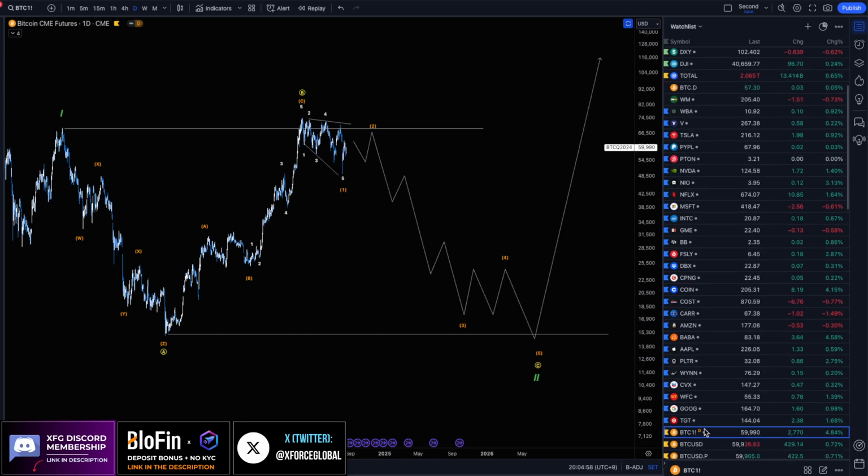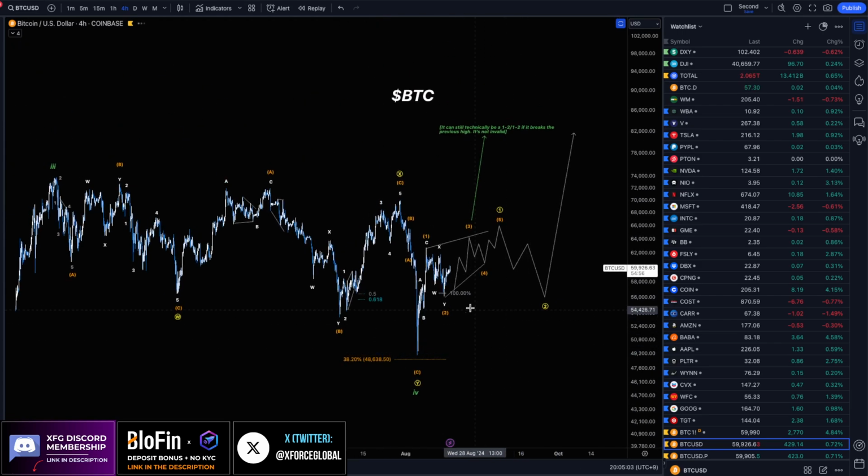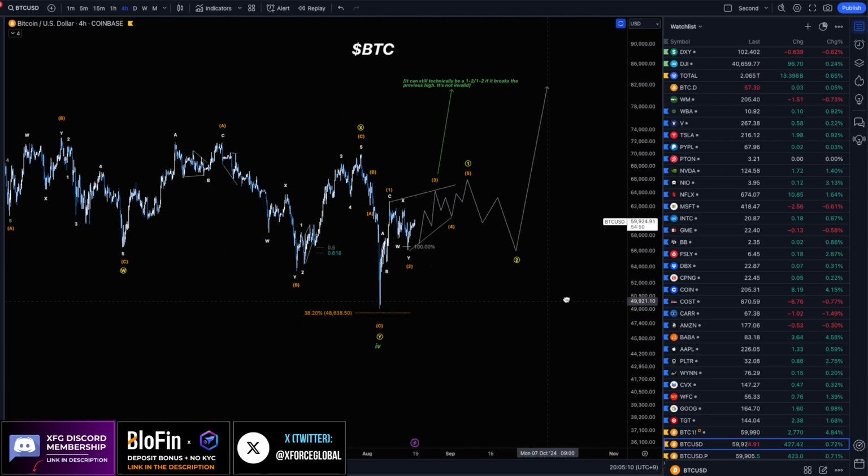So if we zoom into the shorter time frames, if we pull up the 4-hour chart, again, this is now just a zoomed in perspective. Now, where we originally saw this idea as a WXY or an ABC, we don't really need to be discussing that.